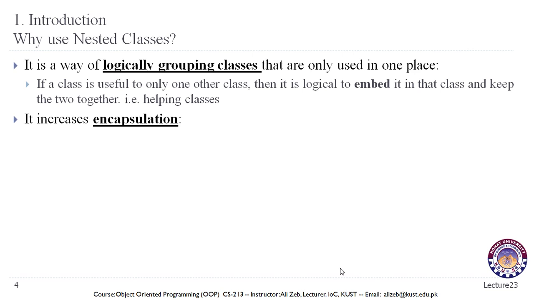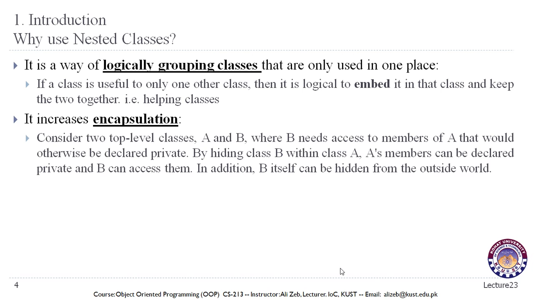It increases encapsulation. Encapsulation or data hiding is something where we want to protect our data from outside access. Consider two top-level classes A and B, where B needs access to members of A that would otherwise be declared private. By hiding class B within class A, A's members can be declared private and B can access them. In addition, B itself can be hidden from the outside world.